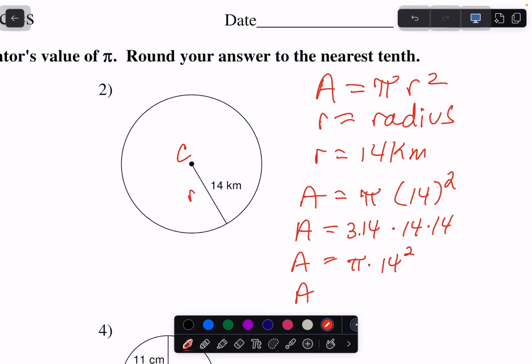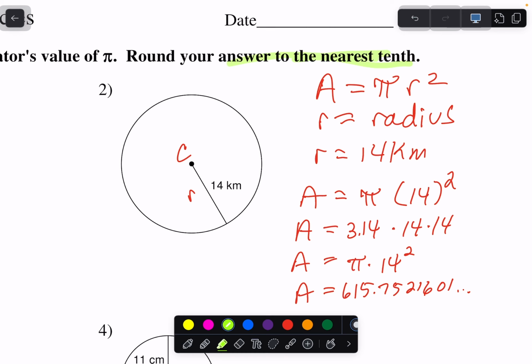Now let's talk about what it says. I'm going to write down what the calculator says, and then we'll talk about how we actually should follow the instructions on the paper. So the calculator right now says 615.7521601. Okay, so that's what the calculator reads. The instructions say to round to the nearest tenth.